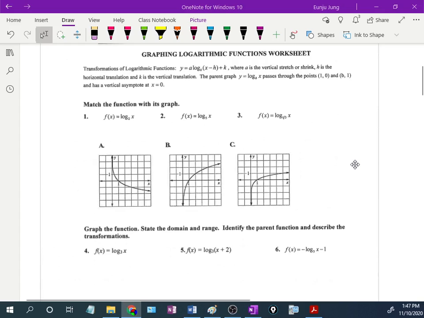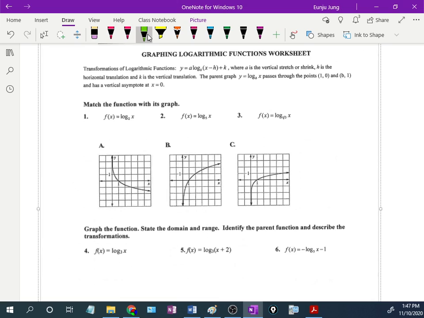Okay, let's review how we graph logarithmic functions with 6 questions here. Alright, number 1, 2, 3. Match the function with this graph. So let's see. Number 1, base 2. Number 2, base 5. Number 3, base 1/3. Which one looks different? 1/3, right? Yeah, less than 1. And other bases are higher than 1.